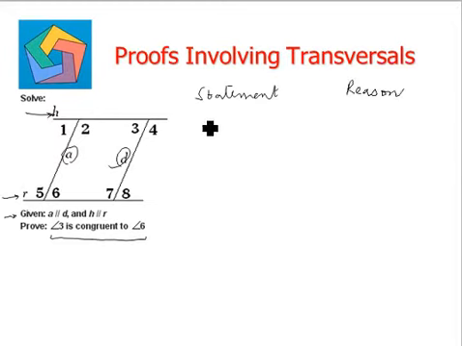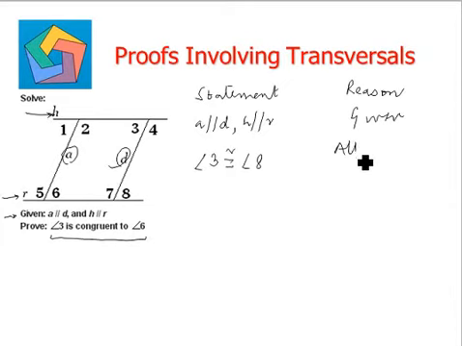So first we'll state whatever is given to us, that is A is parallel to D and H is parallel to R. This is given to us. Now if we observe that because H is parallel to R, angle 3 is congruent to angle 8. This is by the alternate angle theorem.